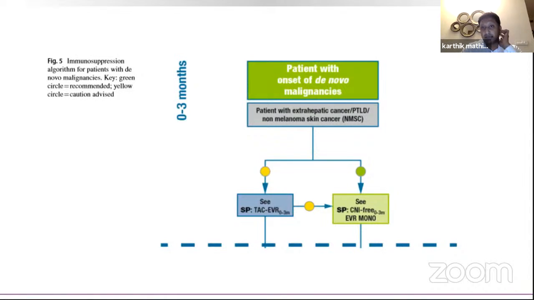And this is again the same thing. For patients with onset of de novo malignancies, or extrahepatic cancers or PTLD, again everolimus monotherapy after 2-3 months is still recommended and there's a green signal for it. And in these patients, if you still want to use both tacrolimus and everolimus, it has been cautioned.